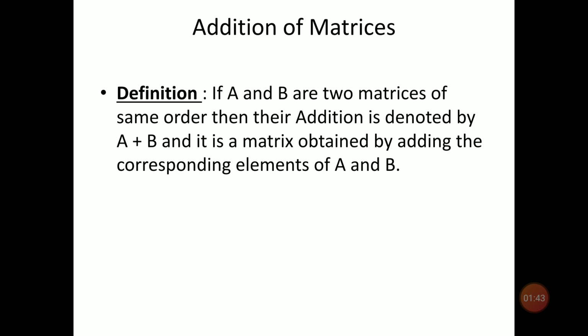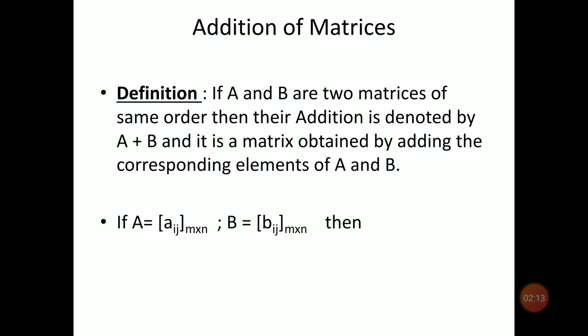Addition is a very common term, all of you know the meaning of addition. In the same fashion we define addition of two matrices. If A and B are two matrices of the same order, remember same order is a very important word in this definition, then their addition is denoted by A plus B. The plus sign is our usual notation for denoting the addition, and the matrix obtained by adding the corresponding elements of A and B defines the addition of two matrices.